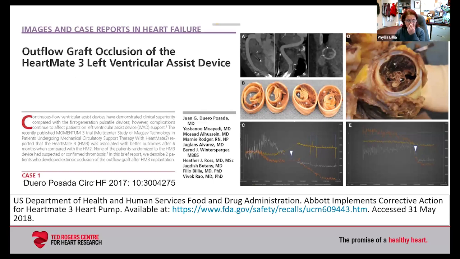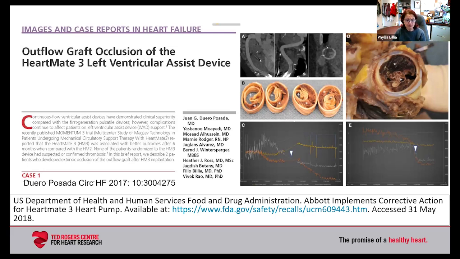Initially, what had happened was we had the initial results of the Momentum 3 that was published, showing that HeartMate 3 was associated with better outcomes at 6 months when compared to HeartMate 2. However, despite these superior outcomes, what was becoming evident was a category of pump malfunctions that were related to a design flaw that have been termed outflow graft dysfunction. This type of issue has the potential to impair normal pump function. We are one of the first groups to publish a case series of this.